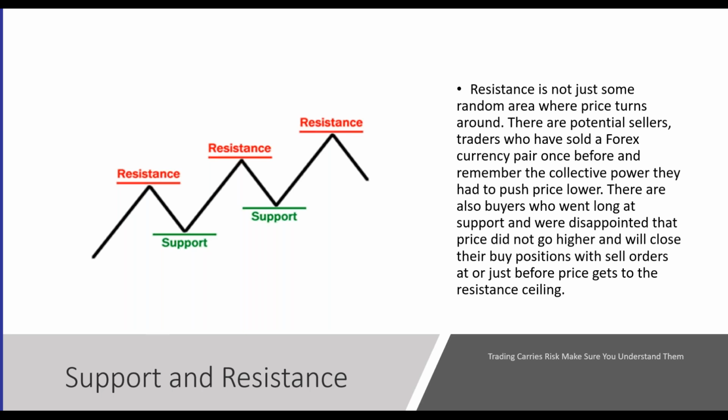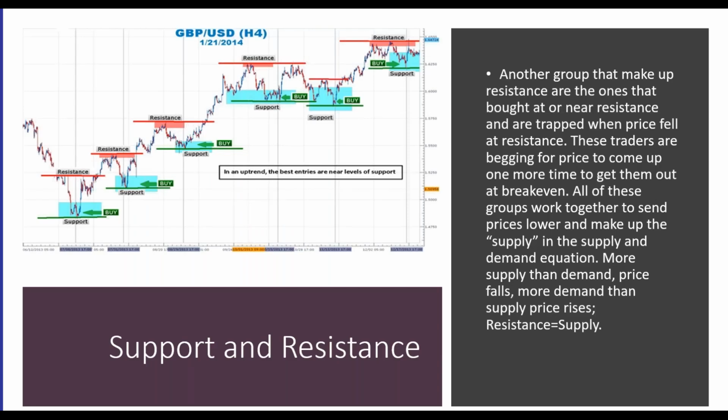So when it comes up to that level where it was before it had this big break because of all of these ins and outs with this new fork, we would expect the price to come back to where it was. As it's moving back up to its resistance level, which would be the highest level it was trading at recently, we would be looking to exit the market if we had bought it as it was recovering. Another group that makes up resistance are the ones that bought at or near resistance and are trapped when price fails at resistance.